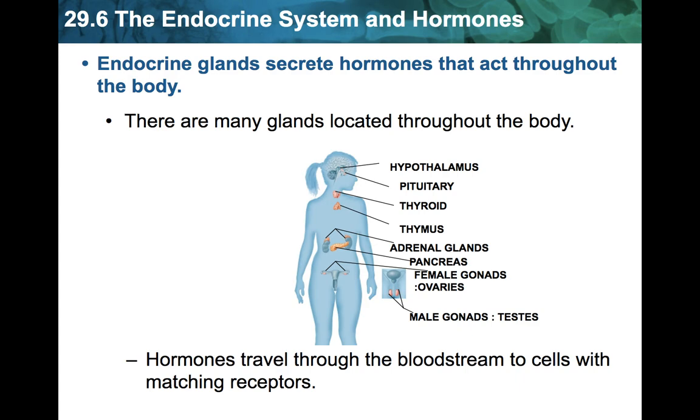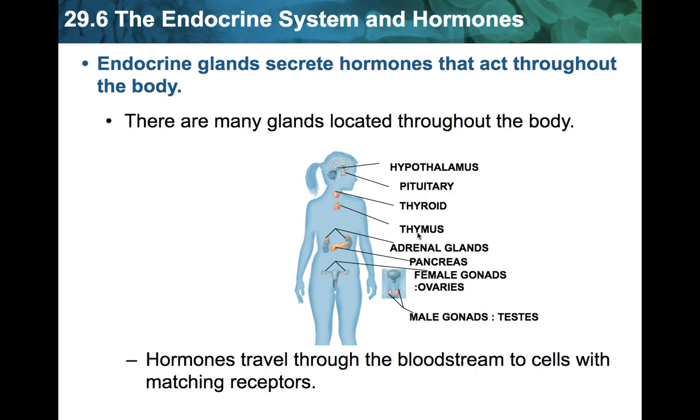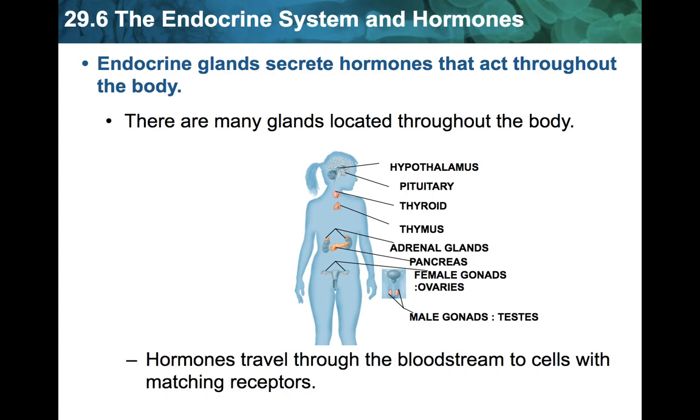Endocrine glands secrete hormones that act throughout the body. There are many glands located throughout the body, so these are all your endocrine glands. You have your hypothalamus, pituitary gland, thyroid, thymus, adrenal glands, which are the ones that are located right there, those little guys. Pancreas, and then for girls, you have the ovaries. Males, you obviously have the testes. And then the hormones travel through the bloodstream to cells with matching receptors.